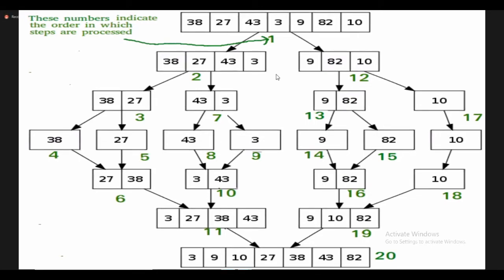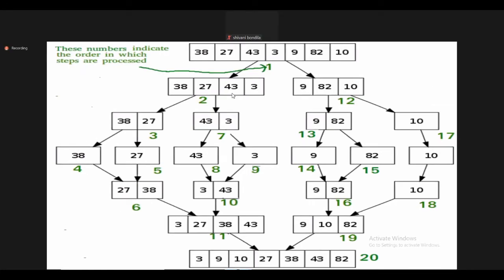Next, again it divides these two parts into two parts. First it goes to the left side part. This is divided into two parts. What is the first index value? 0. The last element index value 0, 1, 2, 3. So 0 plus 3 by 2. What is the integer value? 3 by 2 value 1.